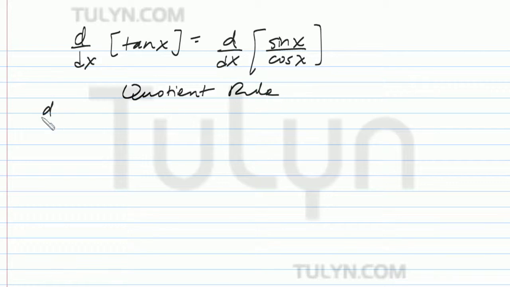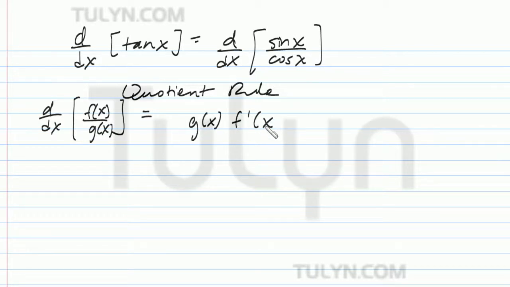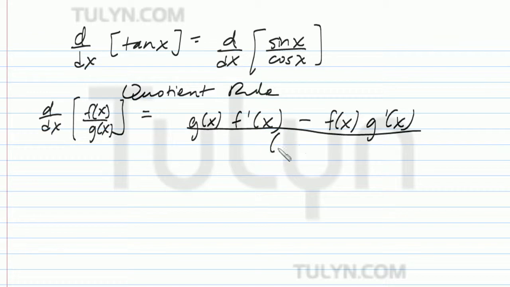that the derivative with respect to x of f of x divided by g of x is going to equal g of x times f prime of x, or derivative of f of x, minus f of x times g prime of x, divided by g of x squared.